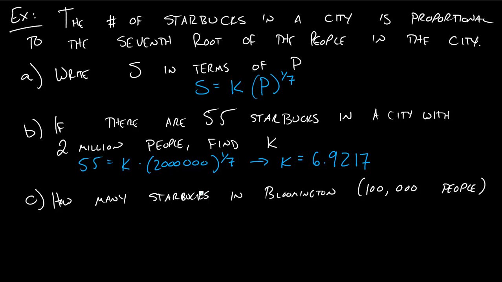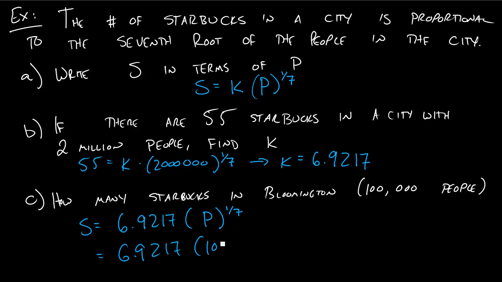Okay, and so the last part of this problem is to find how many Starbucks are in Bloomington. Well, we write down our equation. The number of Starbucks is equal to 6.9217 times the number of people in my city to the power of 1 over 7. And we notice that Bloomington has 100,000 people, so we just plug in 100,000 for P. And then we can plug that into our calculator to get that the number of Starbucks in Bloomington is equal to 35.9. Alright, so maybe an overestimate with my word problem here, but this is the idea of how you'd want to solve for things.